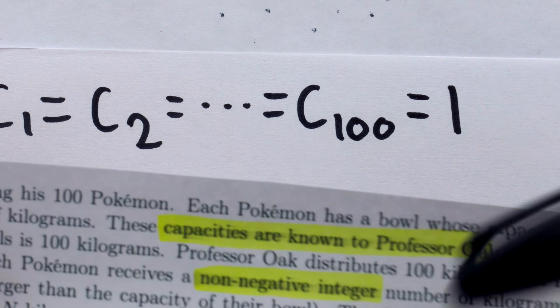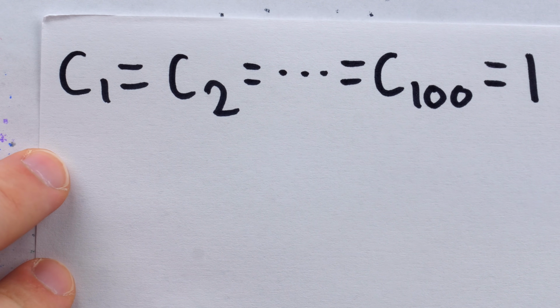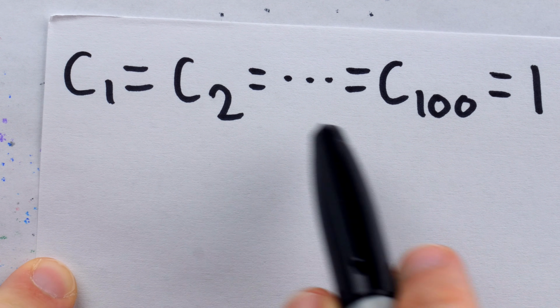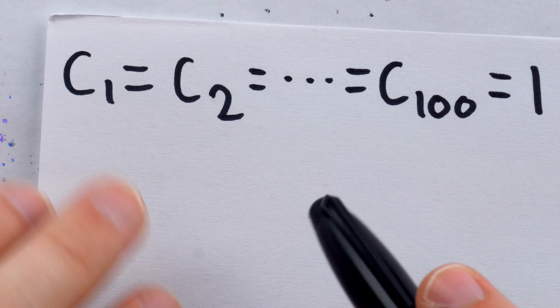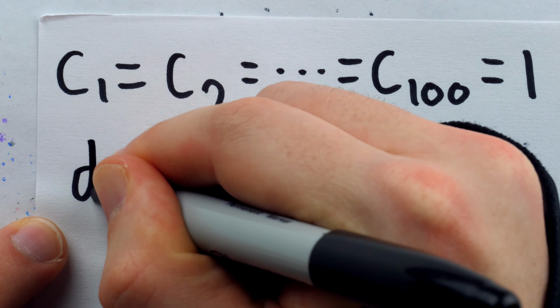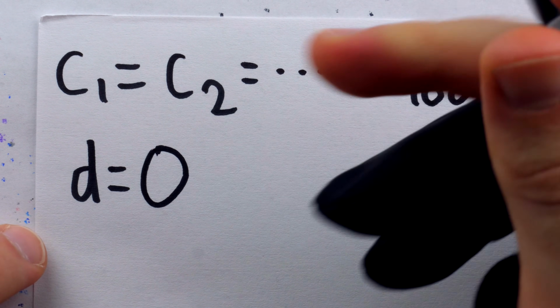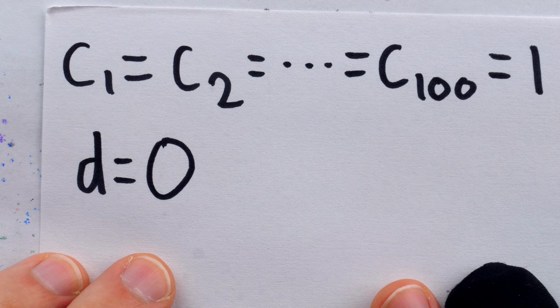In this case, since remember, Professor Oak is distributing 100 kilograms of food total, he could easily just put 1 kilogram of food in each of the 100 bowls, and every Pokémon would be perfectly satisfied. In that situation, the total dissatisfaction level, which we may call lowercase d, is equal to 0. Every Pokémon's bowl gets exactly as much food as it can handle.